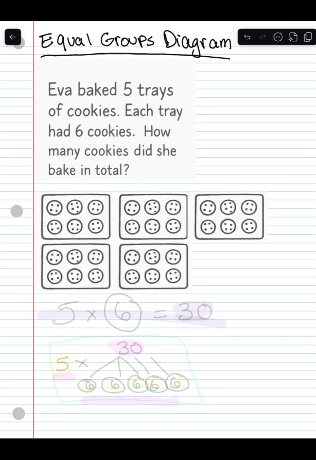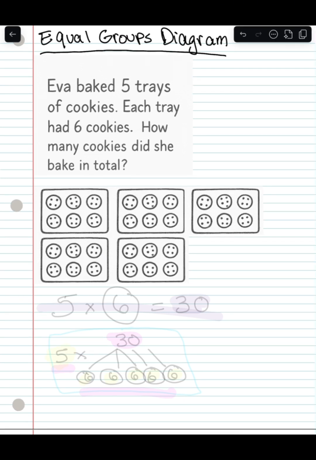Another type of equal groups problem that you'll come across is one where the directions ask you to draw an equal groups diagram, or sometimes called an equal shares diagram. And it's the same kind of problem that we were doing before, but this time you're just going to draw a different type of diagram to show your understanding of multiplication and division as equal groups. And so what that will look like is you go about solving it the same way we did before.